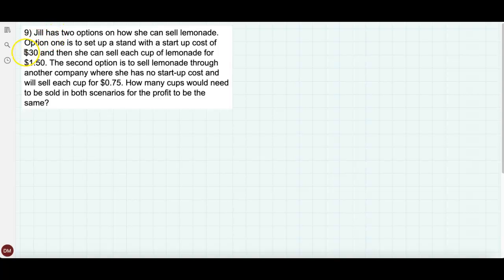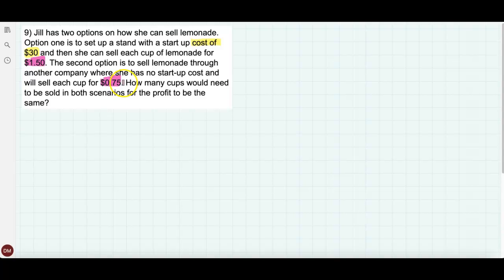All right, so let's just highlight that, and that we know that that's going to be a negative because it's a cost right there. But then when she sells it, she's going to have a profit. So that she'll make $1.50 for each one that she sells. Okay, and then the other option is strictly there's no startup cost. It's already built into it, so they're just going to sell it for $75 a cup.